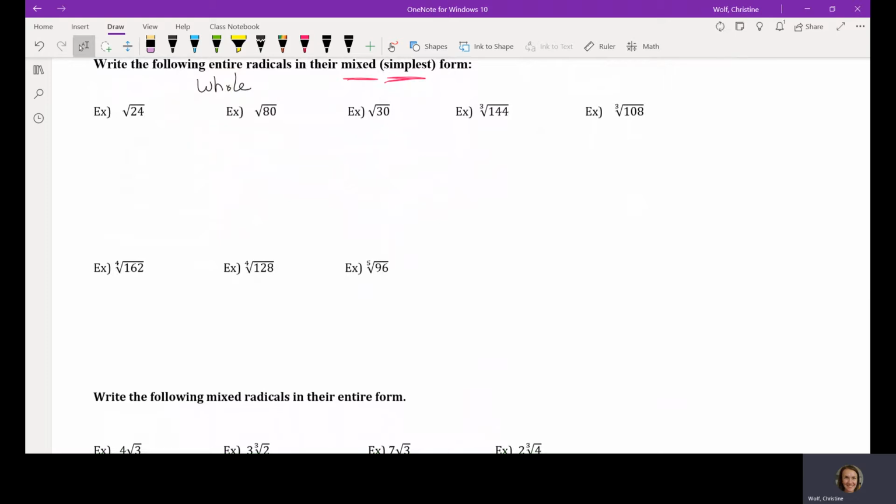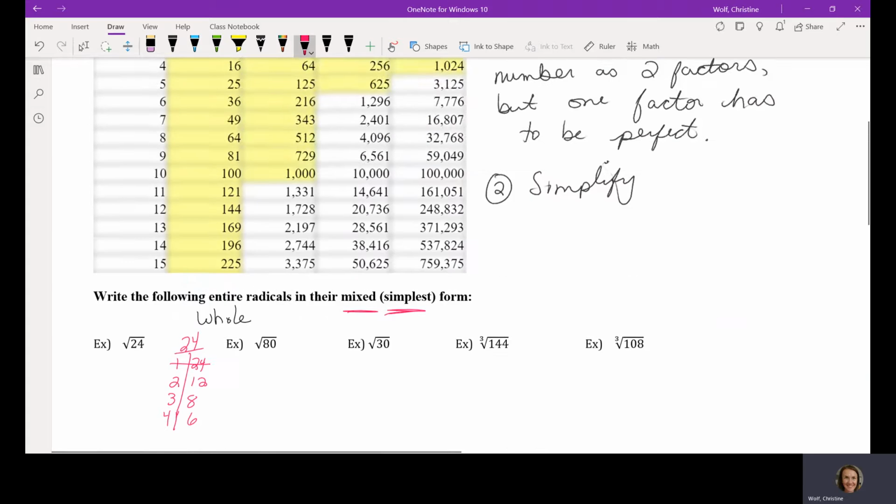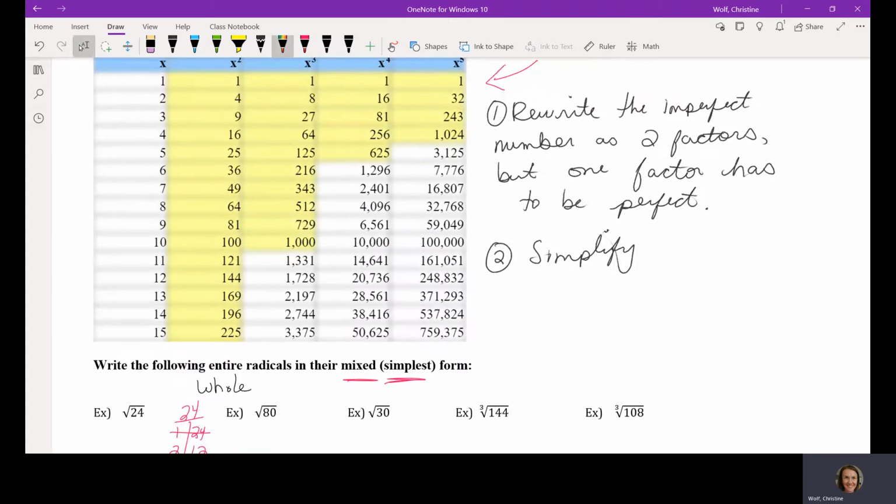So we are going to rewrite 24 as 2 factors, but one factor has to be perfect. Let's think of the ways to multiply for 24. 1 and 24 will never be that option. Ever. Then 2 and 12, 3 and 8, and finally 4 and 6. For this question, I have to pick one of these three groups: 2 and 12, 3 and 8, and 4 and 6. But the steps above said that I have to pick the option that has a perfect factor in it.